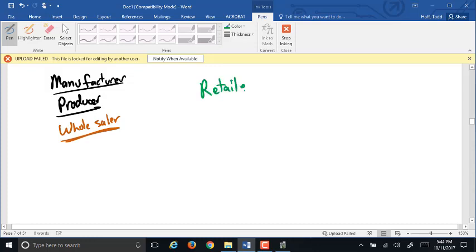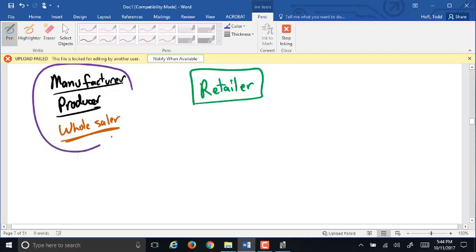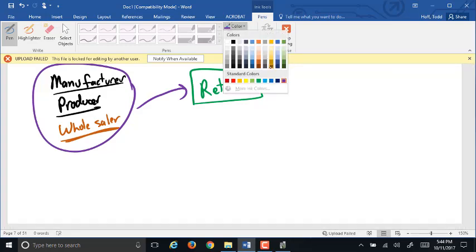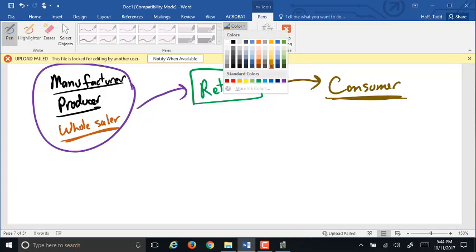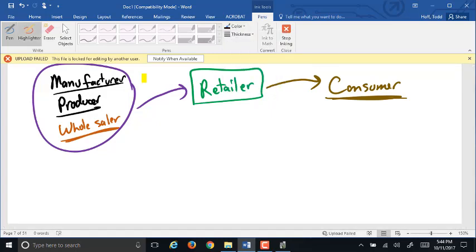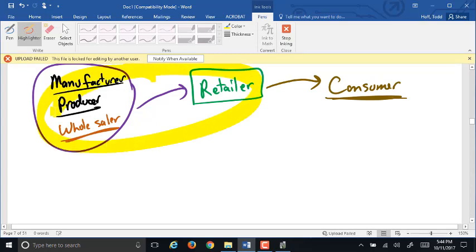In the center of this is a retailer. The products will go from either the producer or the wholesaler to the retailer. And then the retailer is the one who generally will turn around, arrange the products, and then transfer them to the consumer. So what we're going to look at tonight is this step right here, from the producer or wholesaler to the retailer, and how that works.